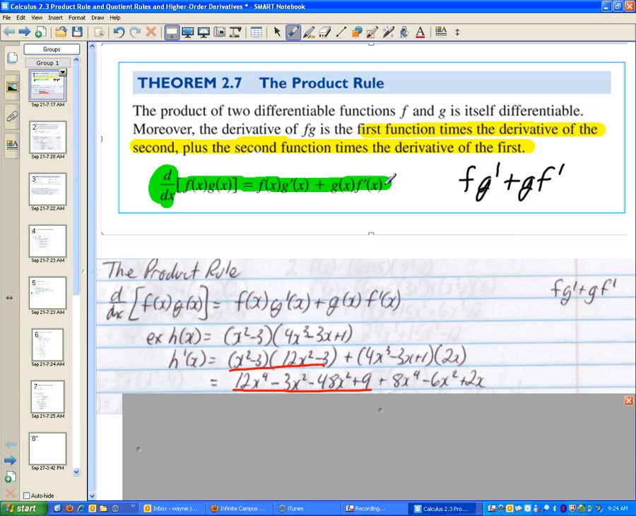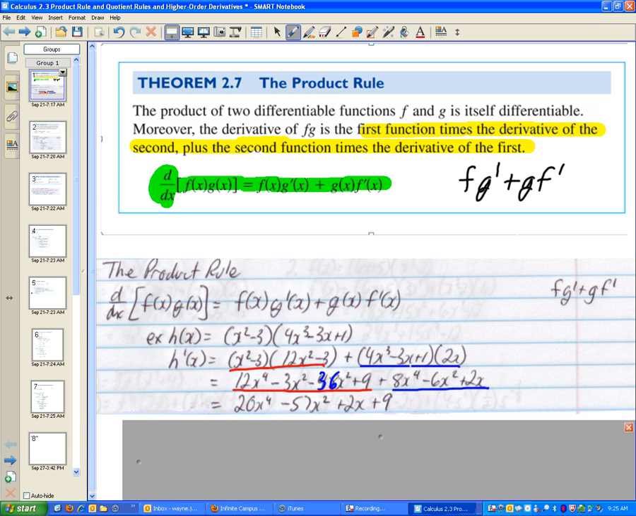Copy down the plus sign. And then here, I just need to distribute the 2x, don't I? Yes. What did I say? That looks like a 48 to you? What kind of math symbols are you using? So, when we combine like terms, we'll get 20x to the fourth, and we won't get negative 57x squared. We'll get negative 45x squared plus 2x plus 9.